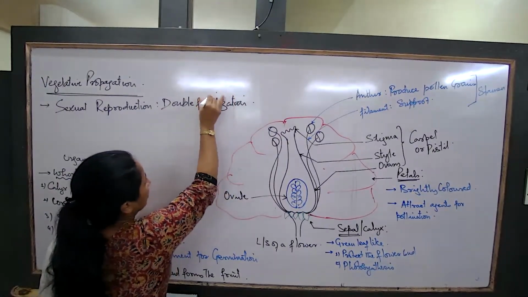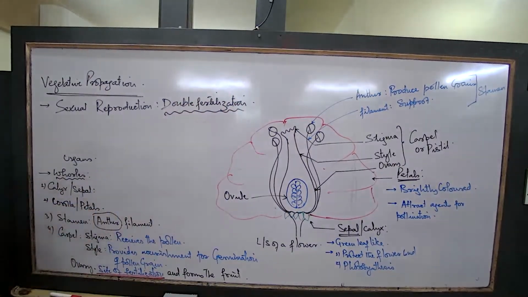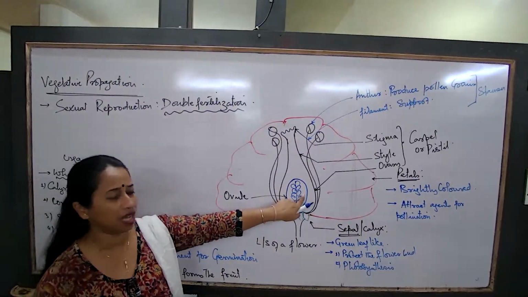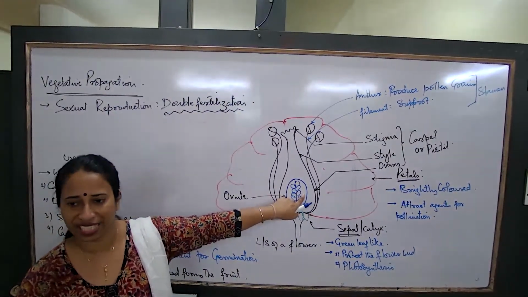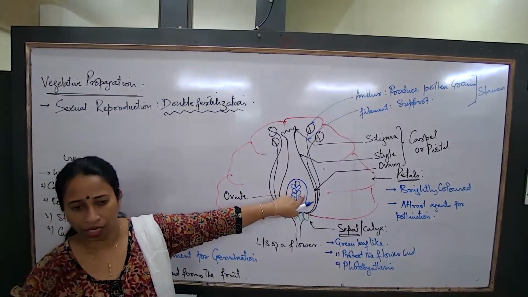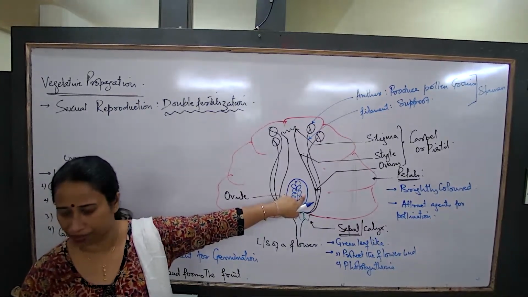What is double fertilization? We'll have to define it first of all. Try understanding. This is the ovule. Now in this next topic, we are going to understand how fertilization takes place here in the ovule. The ovule is the region of the ovary where the process of fertilization will happen.